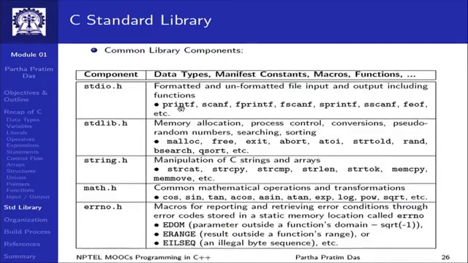Now, the C standard library has many components, and every component comes under one header file. You can look up the total list, but I have just put in the 5 which are most frequently used: the input output header, the standard library header which has a mix of things to do with memory allocation, conversion, searching, sorting, and so on, the string header for manipulating C strings, the math library with all different kinds of common mathematical functions, and the error header which deals with different error numbers and error ranges and so on.